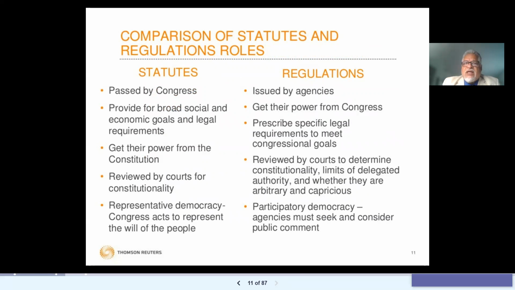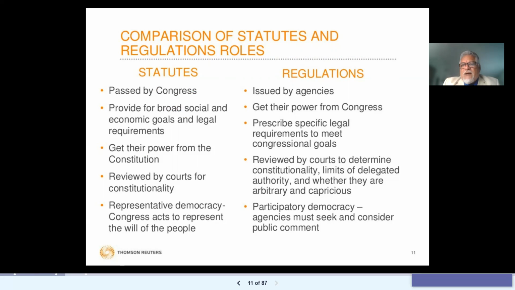Now, let's compare what a statute and a regulation is. The statute is actually passed by Congress. The regulation is passed by the agency. It's an executive type thing. The statute provides for broad social and economic goals and legal requirements, but the regulation actually gets all its power from Congress, and it prescribes specific legal requirements to meet congressional goals. So basically, they are there to institute, to enable, to make happen whatever the Congress wanted to happen. They get their power. They're reviewed by courts for constitutionality.